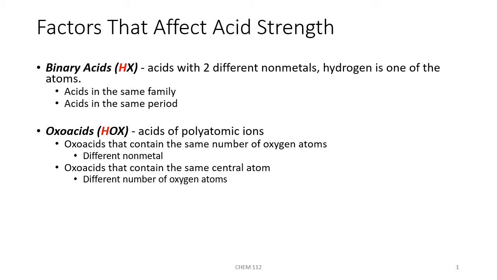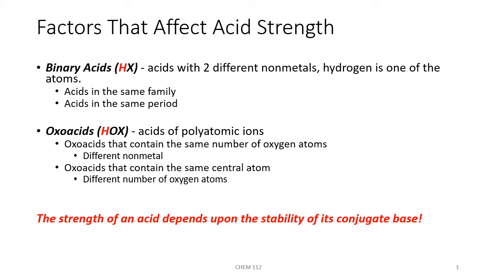of oxygen atoms. The big thing to remember is that the strength of an acid depends upon how stable its conjugate base is. So if an acid has a very stable conjugate base, it's going to be a strong acid. The less stable its conjugate base is, the weaker that acid becomes. So we'll look at different ways that you can assess the stability of an acid's conjugate base that helps us predict its strength.